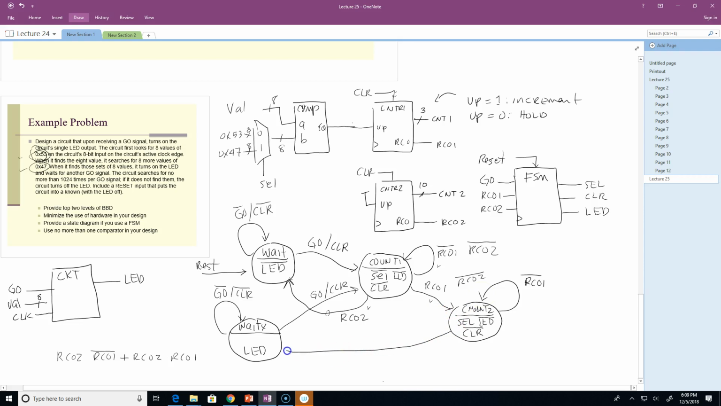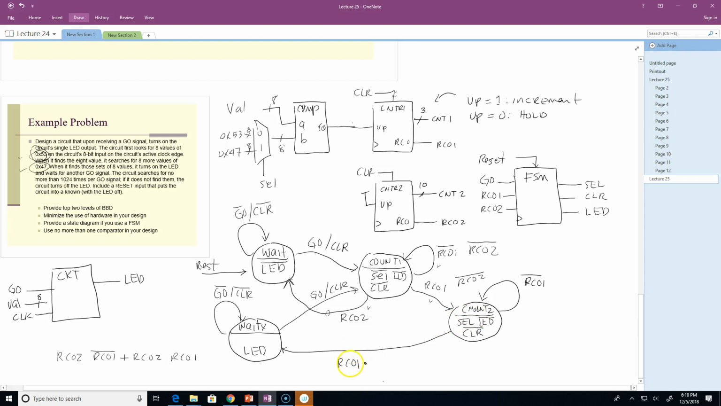what's going to happen here is it has the ability to turn the LED on. Okay, and so when is it going to turn that LED on? Is this when I find 8 of these things, RCO1? I want to find 8 of these things, and this pen is freaking out. 8 of these things, and I haven't timed out on it.